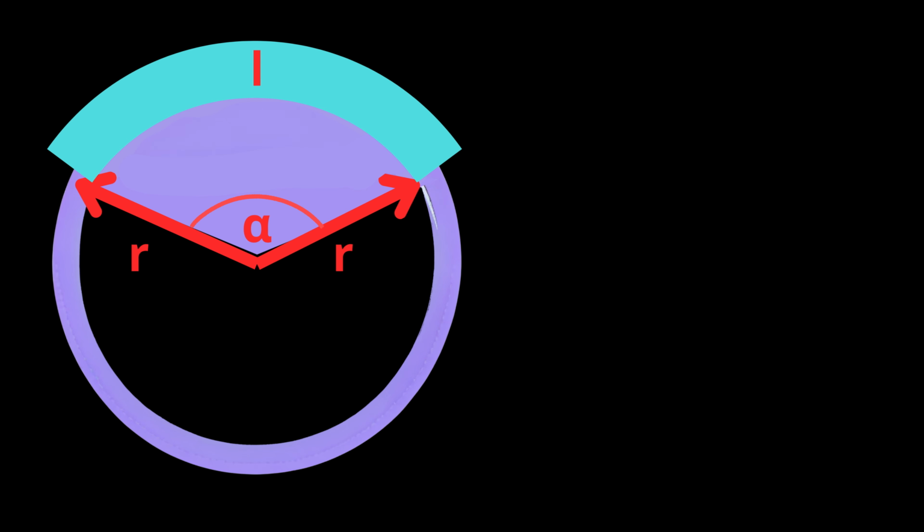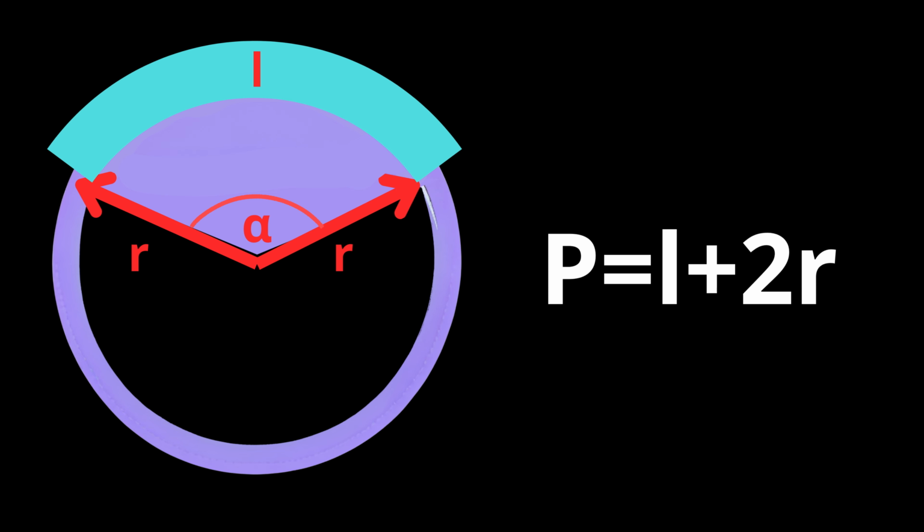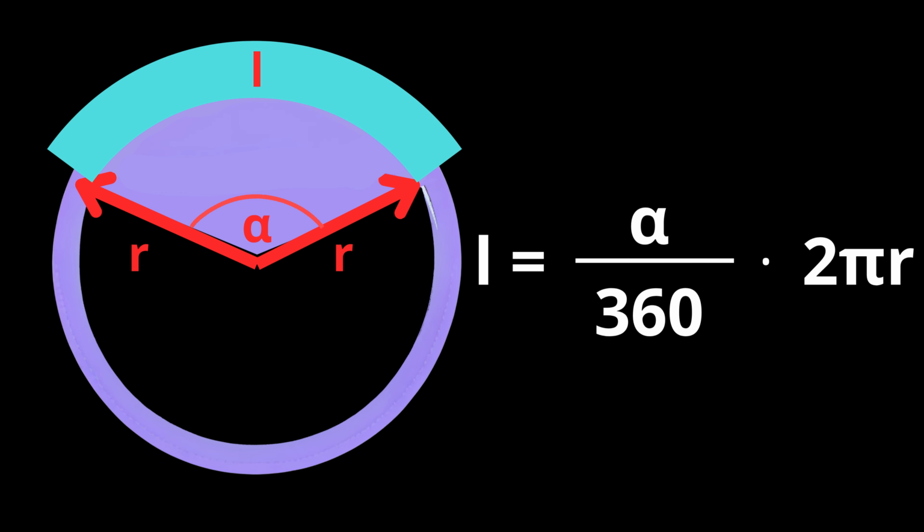The circumference of a circular sector is the sum of the length of the arc and twice the radius. The formula is as follows. The length of the arc is calculated using the following formula. The area of a circular sector is calculated using the following formula.